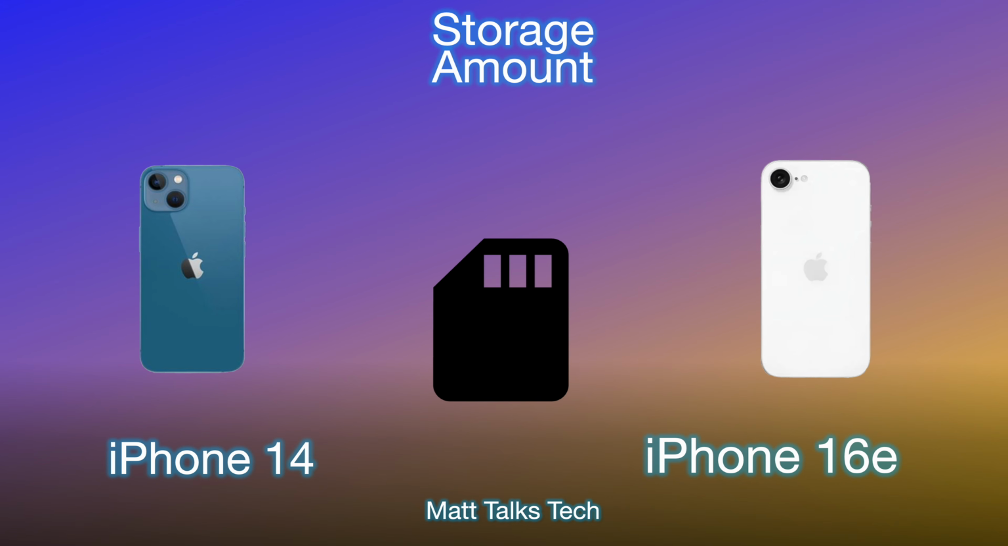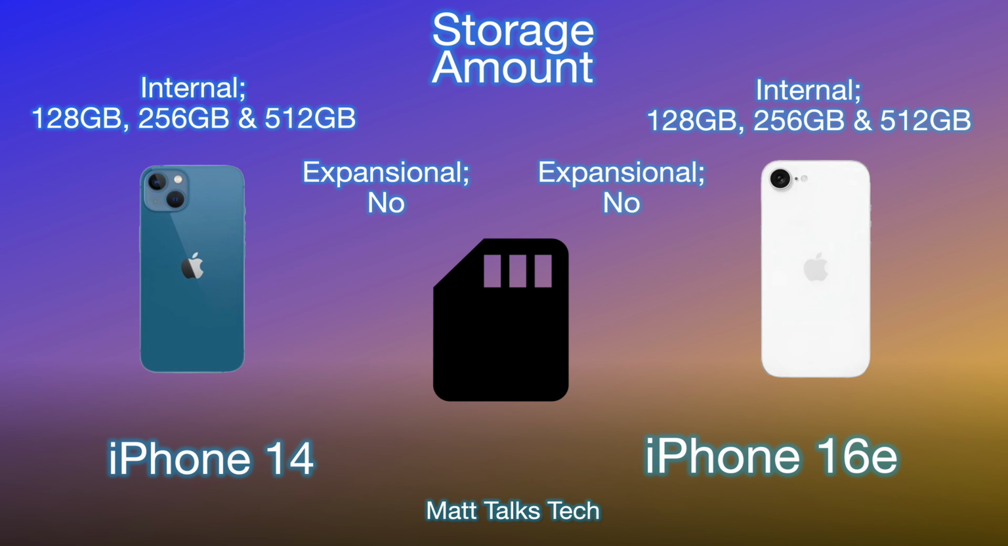And then for storage options, they're exactly the same offerings that we had. So when the iPhone 14 came out, it came with 128 gigabytes all the way up to 512 gigabytes, and the 16e is giving this too. So obviously the third generation iPhone SE had 64 gigabytes, so it's more than that now for their budget iPhone. So this is great news to hear there. Obviously no expandable storage because this is an iPhone.